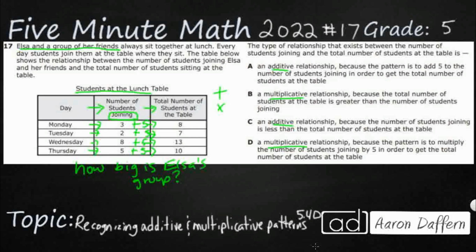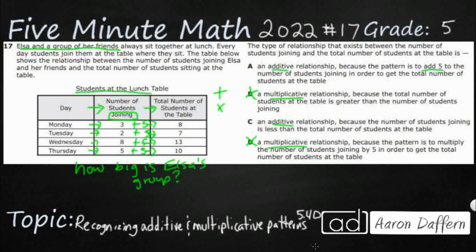So I'm thinking it's additive, but we've got 2 different options. We've got A and C, so let's look at both of those. The type of relationship that exists between the number of students joining and the total number of students at the table is an additive relationship, A, because the pattern is to add 5 to the number of students joining in order to get the total number of students at the table. Okay, that's what I just did. So that looks pretty good.